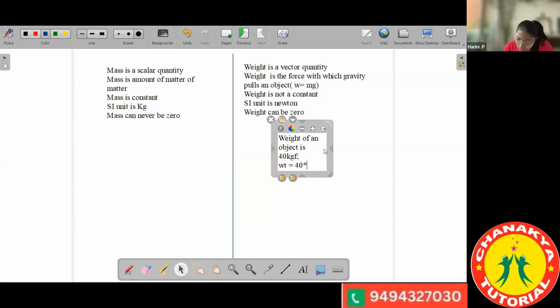If we want to calculate the mass, then we have to divide, right? If we want to find the mass from this, it's given that weight of an object is 40 kilogram force. So it means the mass is 40 kilogram. Okay, and the weight will be 40 into 9.8.